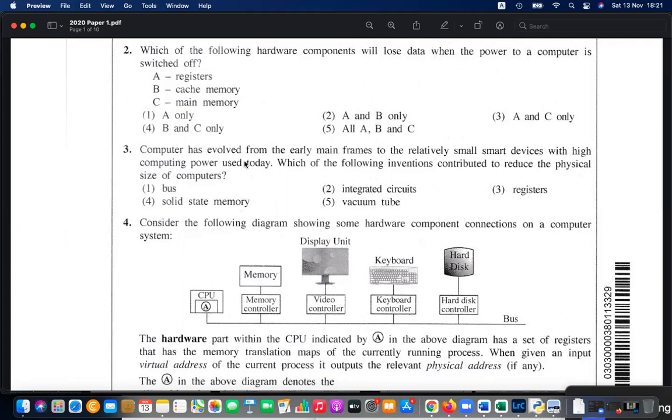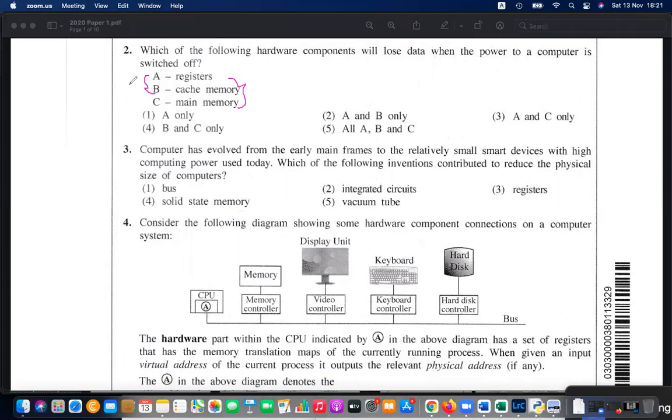All three: registers, cache memory, main memory. Yes, all three are volatile. We call it volatile because all three depend on the voltage. Registers, main memory, cache.